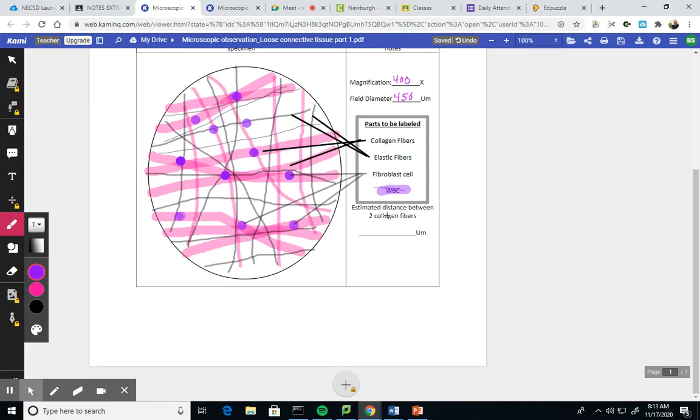All right, so with every microscopic observation, I'm going to ask you to measure something. And in this case, I'm asking you to measure the distance between two collagen fibers. So I'm going to pick any two collagen fibers. I'm going to measure the distance. I'm going to pick these two, one right here. And let's pick this one right here, right next door. And let's measure the distance. We got to measure the distance. I'm going to use another line.